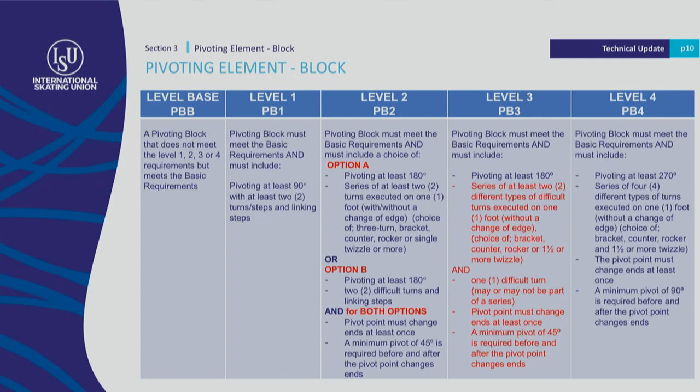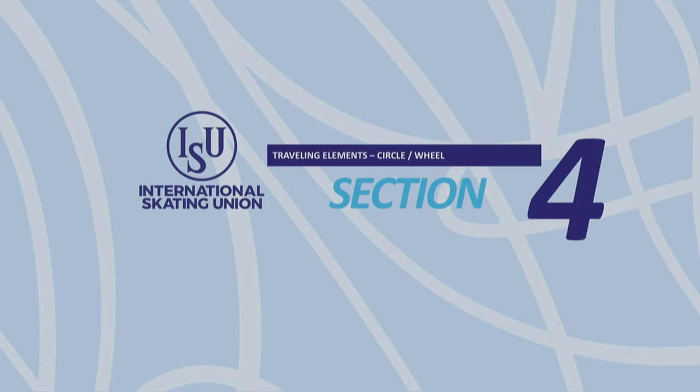For pivoting block 3, we have found more balanced requirements. A team has to make 3 different turns, but only 2 of them have to be done as a series of consecutive turns. Summarizing all the changes to the levels of pivoting block, I'd like to say that now the levels are suited to a good teaching progression for the teams rather than a calling progression.